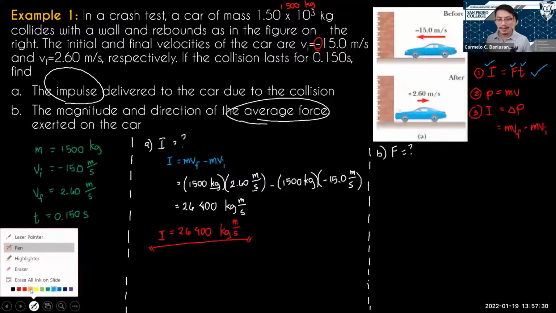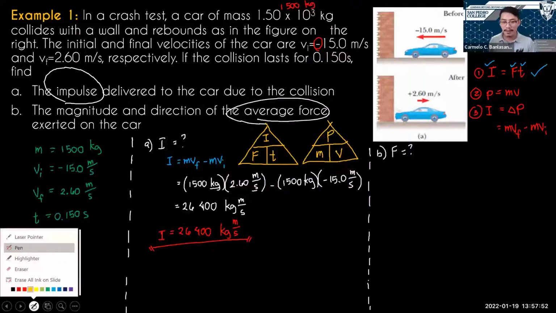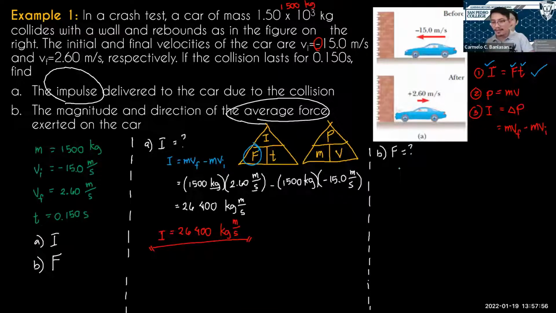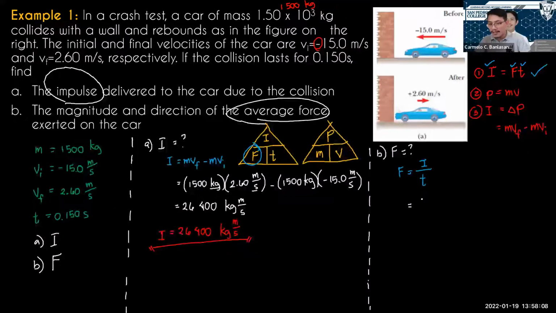Good? Gawan lang natin ng triangle para mas madali ma-remember. Impulse is equal to force times time, and momentum is equal to mass times velocity. So in this case, force yung kailangan natin. So that means force is equal to impulse over time. So our impulse is 26,400 kilograms meter per second divided by the time, which is 0.150 seconds. And that will give us what?